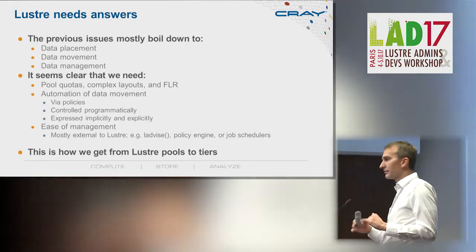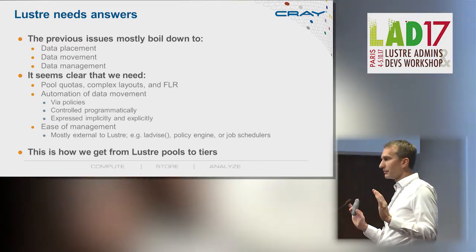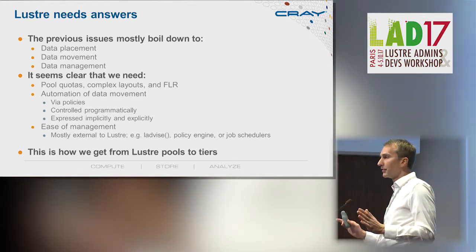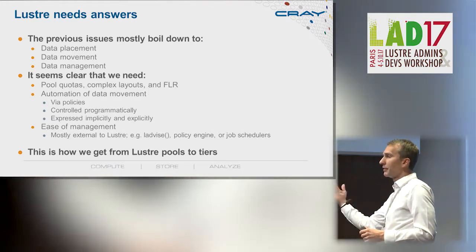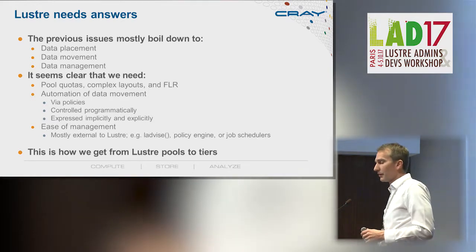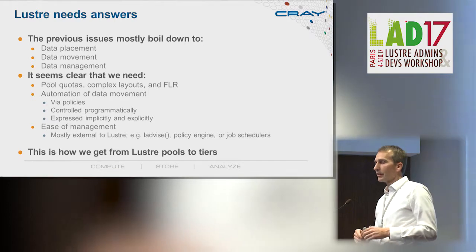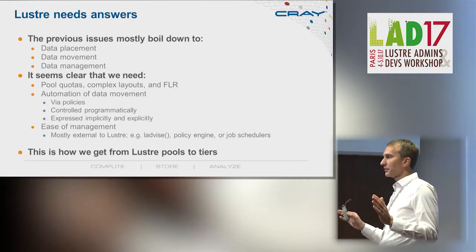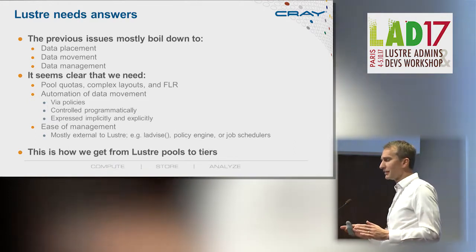It just absolutely has to happen transparently in many cases, and it can happen explicitly, but we have to be able to set policies, for instance. We have to be able to control that programmatically. And again, we want to express these things both implicitly and explicitly. And it's got to be easy to manage.